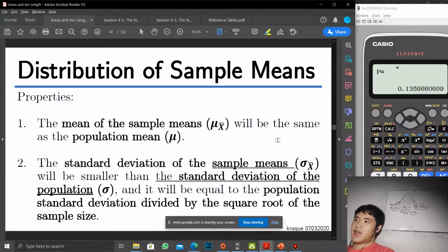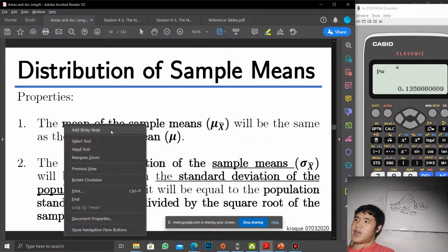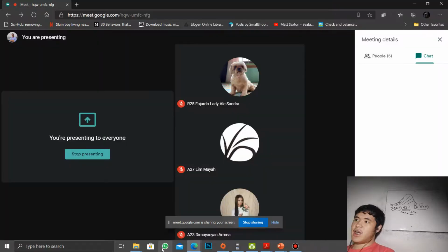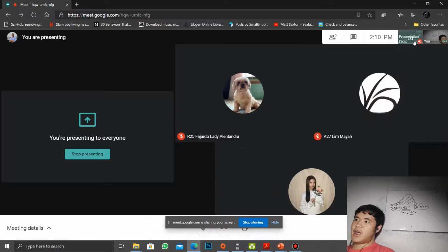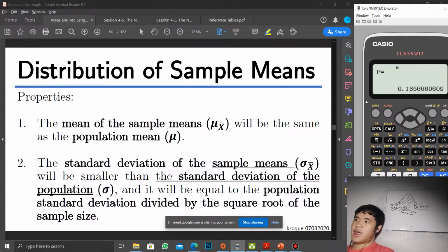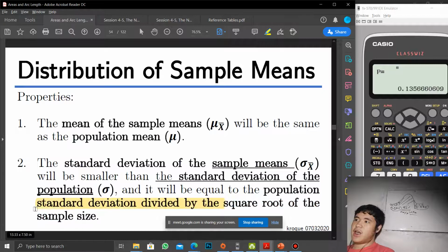Let's see. So, ito, some things to remember. The mean of the sample means will always be the same as the population mean, and the standard deviation of the sample means is smaller than the standard deviation of the population, which is equal to sigma over square root of n. Okay?